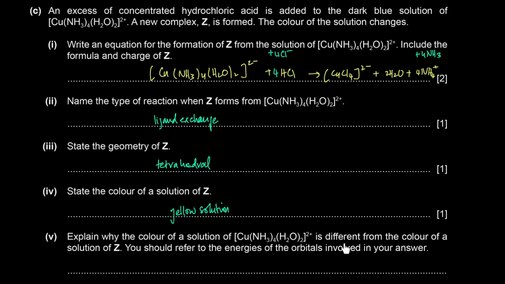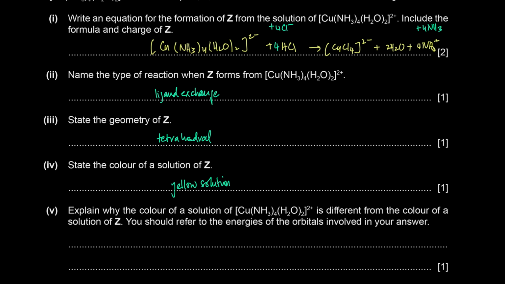Explain why the color is different from the color of this solution Z. So why do these two complexes have different colors? The reason they have different colors is because the difference in energy between the d orbitals is different in these two different complexes. So if the difference in energies is different, that means different frequencies of visible light are absorbed, so different colors will be observed.